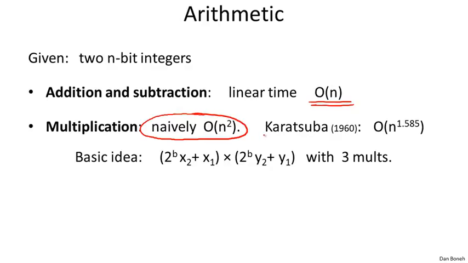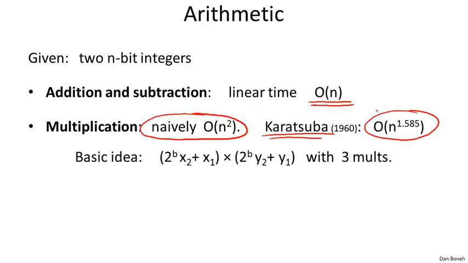A big surprise in the 1960s was an algorithm due to Karatsuba that achieved much better than quadratic time. In fact, it achieved a running time of n to the 1.585. There's no point in me showing you how the algorithm actually works, I'll just mention the main idea.